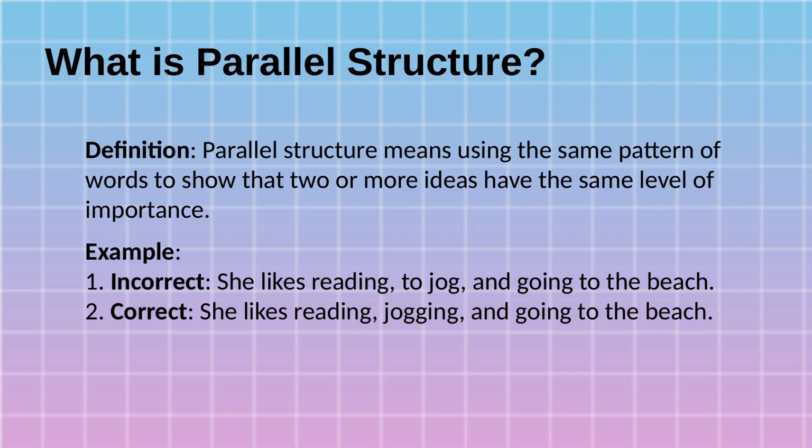Parallel structure means using the same pattern of words to show that two or more ideas have the same level of importance. For example, consider these sentences. She likes reading, to jog, and going to the beach. This sentence is incorrect because the items in the list are not in the same form. She likes reading, jogging, and going to the beach. This sentence is correct because all items in the list are in the same form. Using parallel structure makes your writing clearer and easier to read.